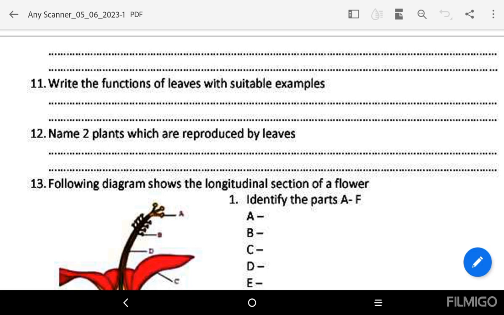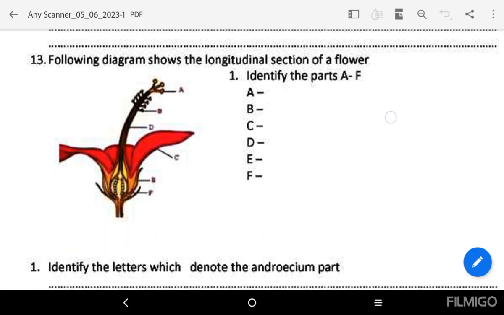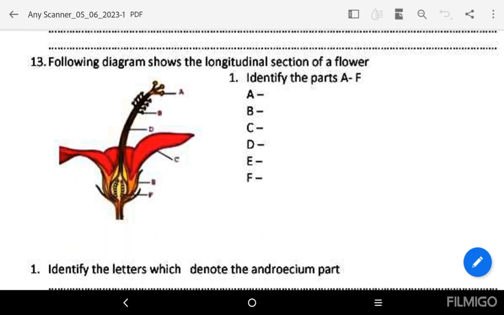In question number 13, they have given a longitudinal section of a flower. You know, the flower is the main reproductive structure of a plant. In a typical flower, there are four main parts: sepals, petals, gynoecium, and androecium. That means some plants carry only the gynoecium or female part, some plants carry only the male part or androecium, and some other plants carry both female and male parts. In the first question, we have to identify the parts from A to F.